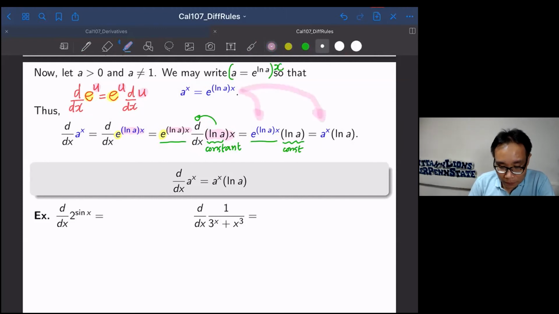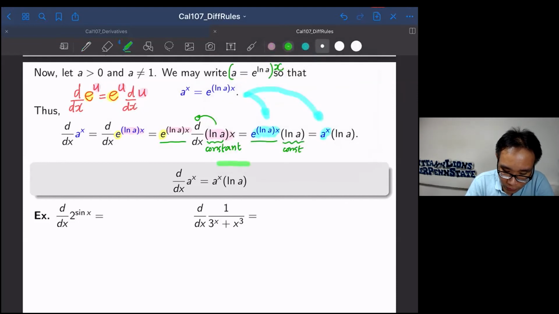Let me use another color, the blue one instead. You see that e to the log a x and a to the x turn out to be the same. So it's going to be a to the x multiplied by log a. So we have the formula for differentiating a to the x: the derivative of a to the x is a to the x log a. This is another important formula.